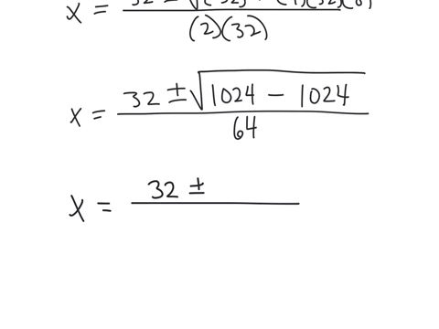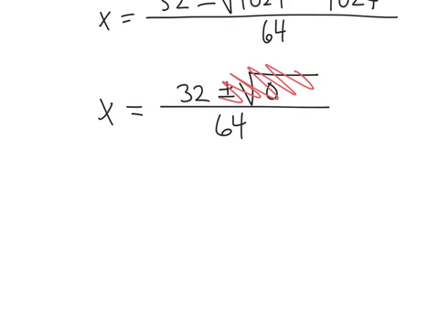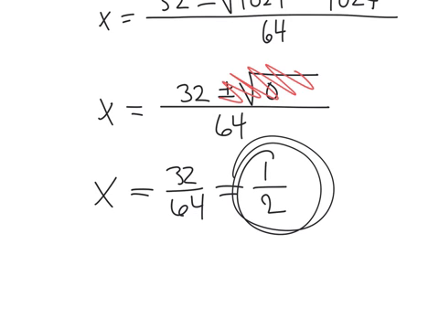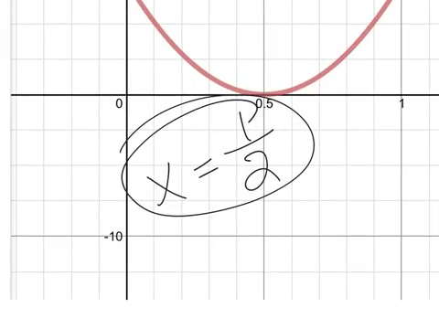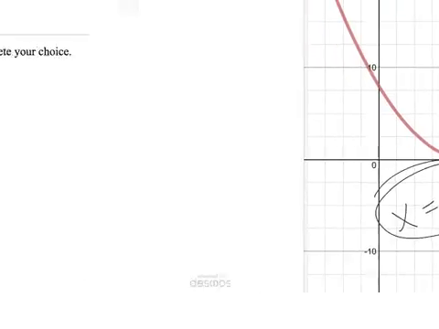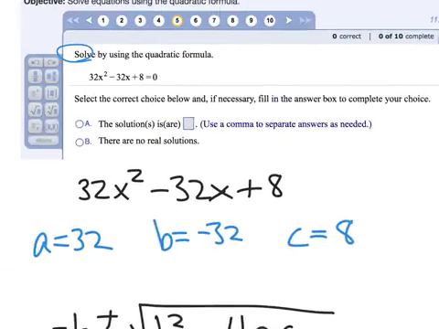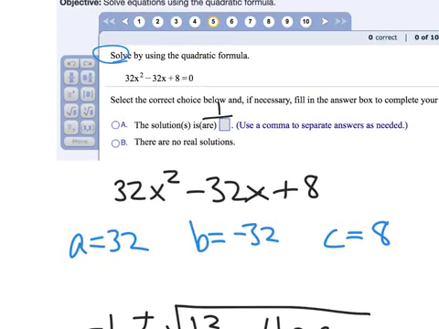This is going to be plus or minus the square root of 0. Well, the square root of 0 is 0, so that goes away, and we get x is equal to 32 over 64, which is equal to 1/2. So there's our answer. It turns out Desmos told us the truth, that x is a half. That's what you're going to put into your answer, that x is 1/2, because we wanted a fraction.